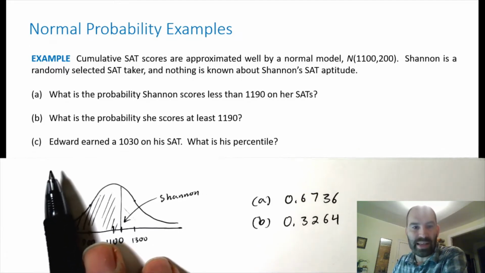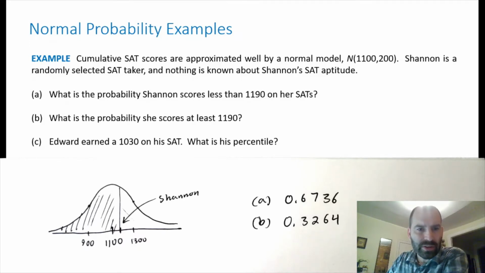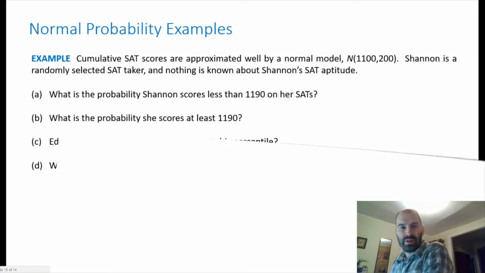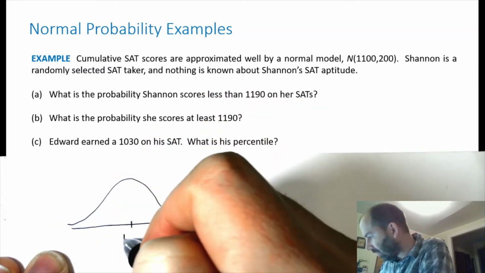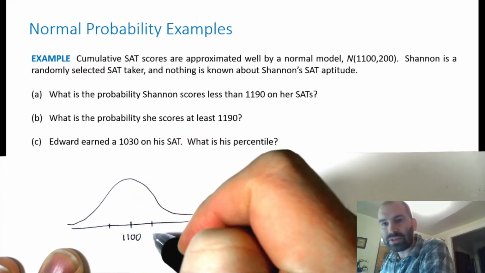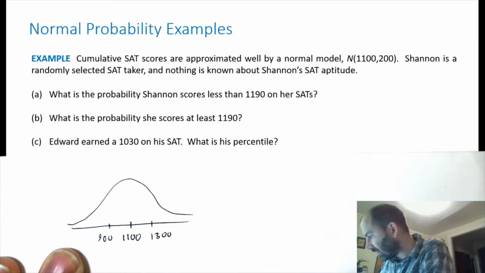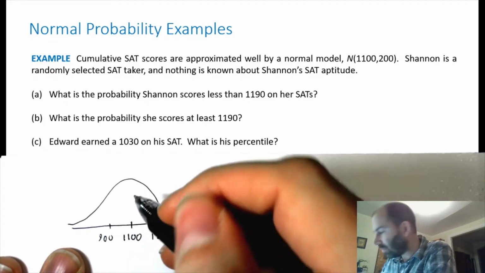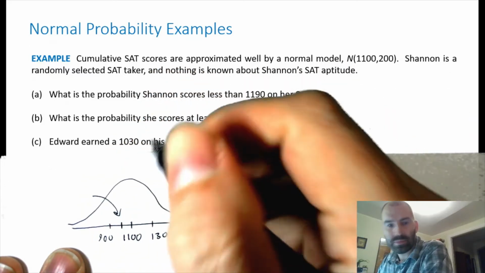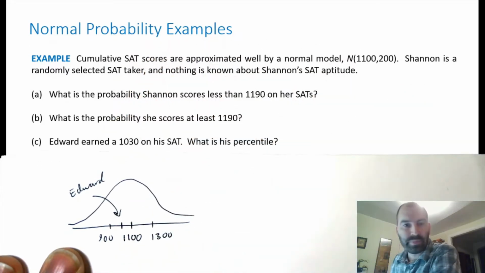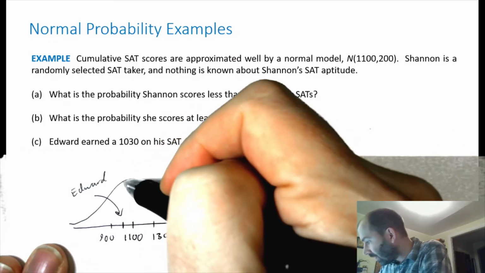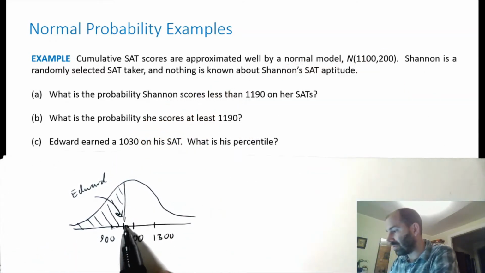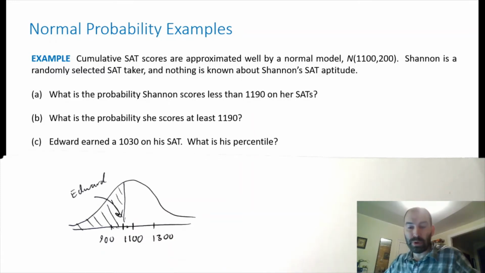What about part C here? It says Edward earned 1030 on his SAT. What is his percentile? Okay. So again, we have the distribution. It's always good to have this picture in mind so that you can make sure that things are making sense. He scored 1030, so that's somewhere down here. What is his percentile? Well, the percentile is the percentage of people that did worse than that. So that's going to be the percentage of the area that is over here. Well, let's compute the proportion of the area and go from there.